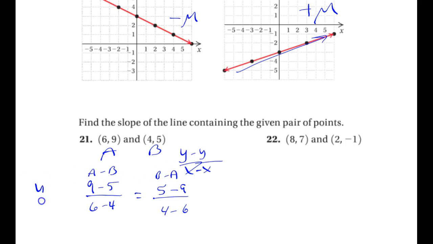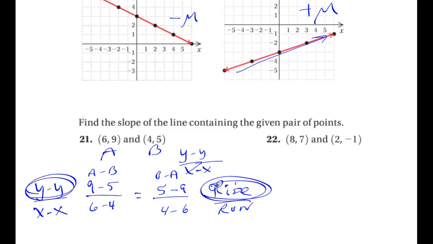But you always have to put your y's over your x's, and you can remember that because the y's sound like the rise. They rhyme. So put the y's in the numerator and put the rise in the numerator.